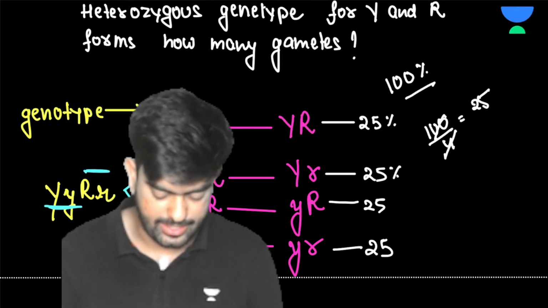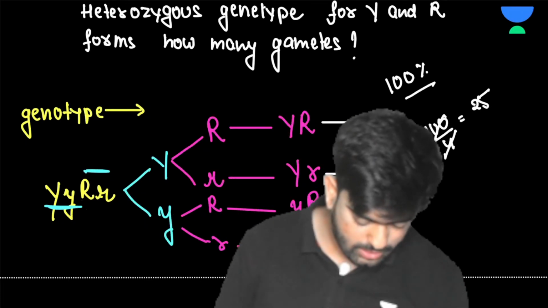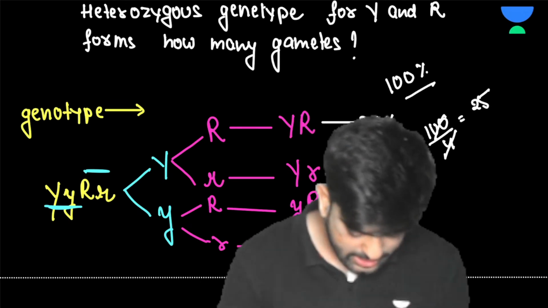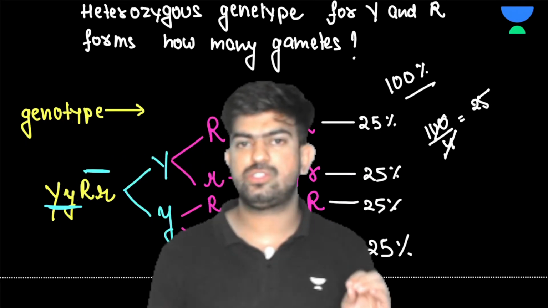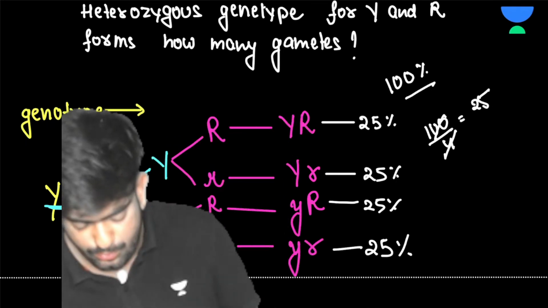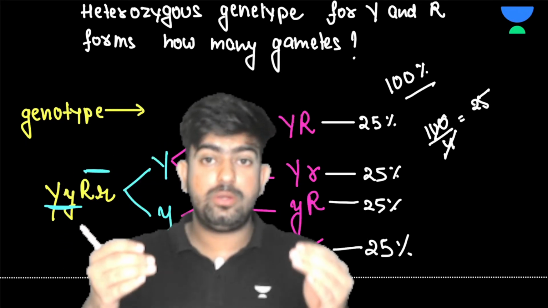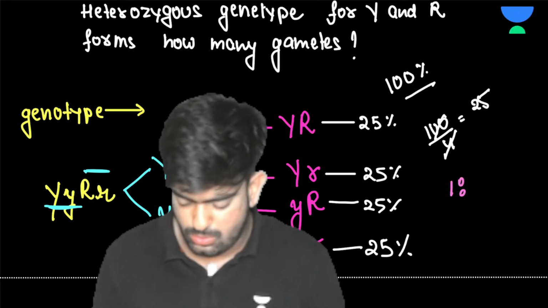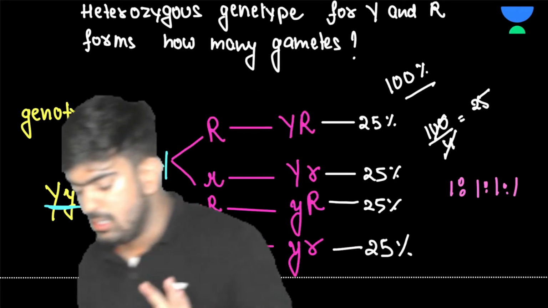If you have any kind of doubt in this particular question, let me know in the comment section. Okay, no doubts. We are going to move forward. If I ask you about the ratio, you are going to write 1:1:1:1. Great, clear.